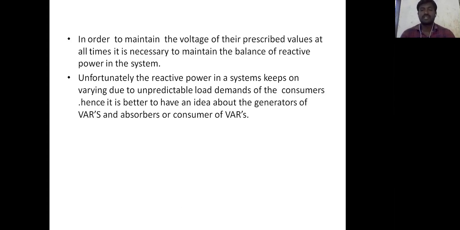The reactive power keeps varying due to the unpredictable load demands of the consumers. Hence, the better idea is to install VAR generators and VAR absorbers, the consumers of VARs. If the voltage should be 400 kV but is received at 500 kV, then VAR absorbers are used. By using VAR absorbers, consumer VARs absorb the extra voltage.